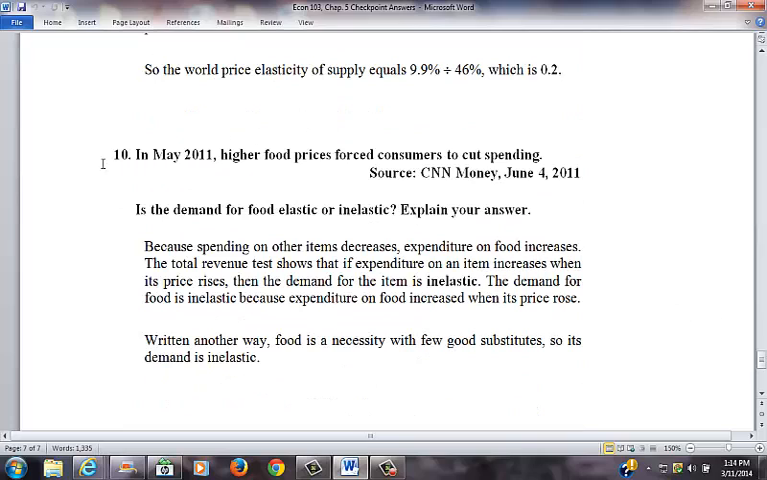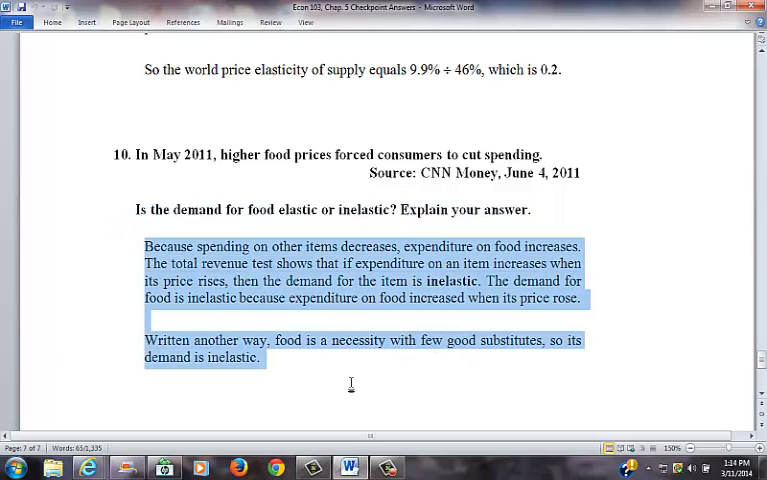Question 10. In May 2011, higher food prices forced consumers to cut spending. Question asks, is the demand for food elastic or inelastic? Explain your answer. Because spending on other items decreases, expenditure on food increases. The total revenue test shows that if expenditure on an item increases when its price rises, then the demand for the item is inelastic. The demand for food is inelastic because expenditure on food increased when its price rose. Written another way, food is a necessity with few good substitutes, so its demand is inelastic.